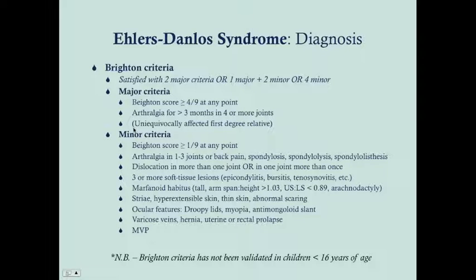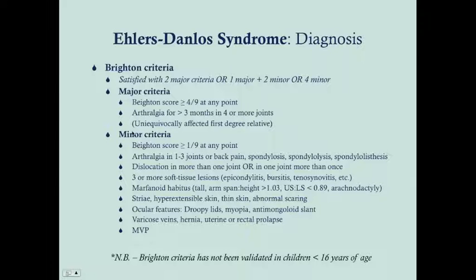So in other words, you could really consider having an affected first-degree relative to be a major criteria, since if you have that plus 2 minor criteria, then you have a tentative EDS diagnosis. So the major criteria are a Beighton score of more than 4 out of 9 at any point, which should be consistent with JHS. Arthralgia for more than 3 months in 4 or more joints.